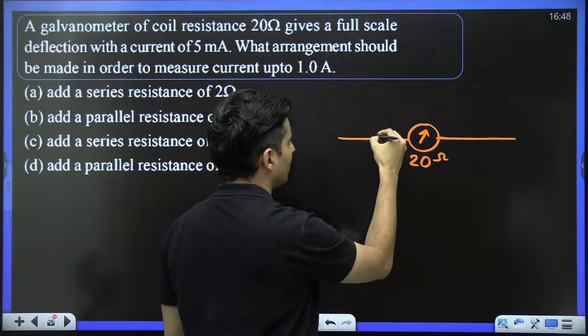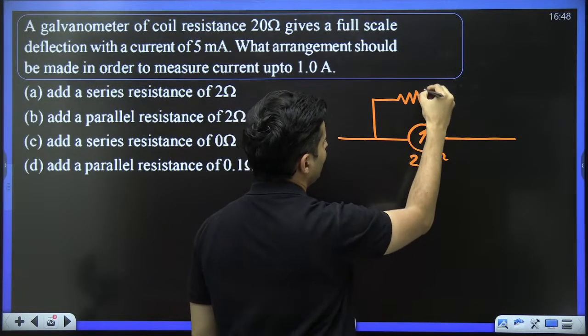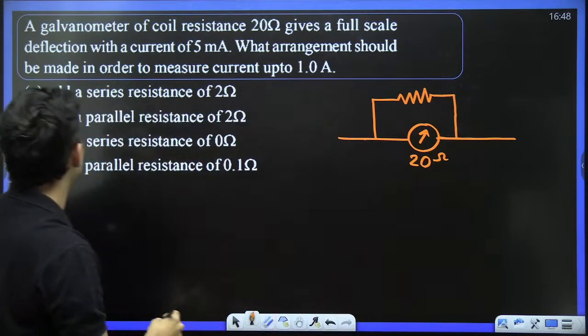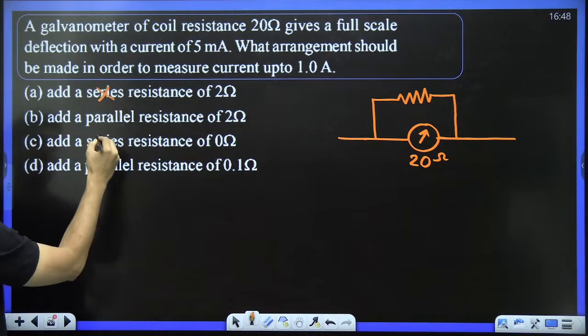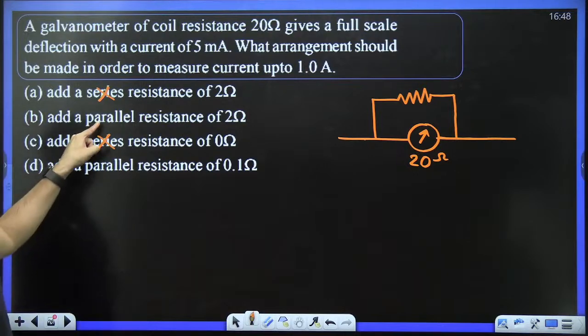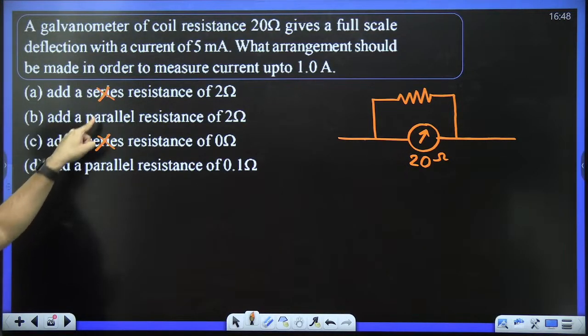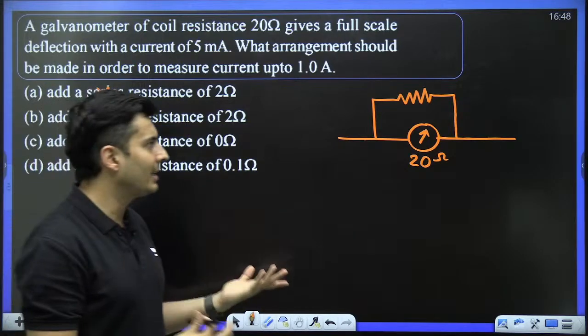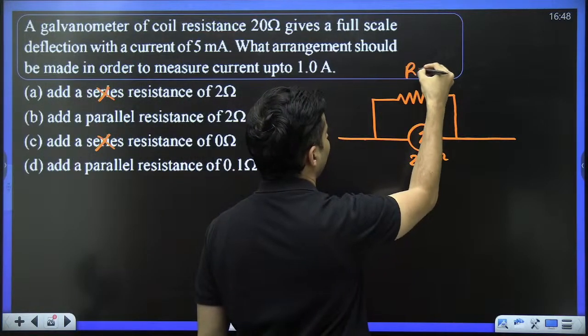You want to connect a shunt resistance. Obviously, it should be in parallel. So wherever you see series, eliminate those options. Series can't be the correct answer. It will be either option B or option D. It can't be series. You always connect it in parallel. So this is your shunt resistance.